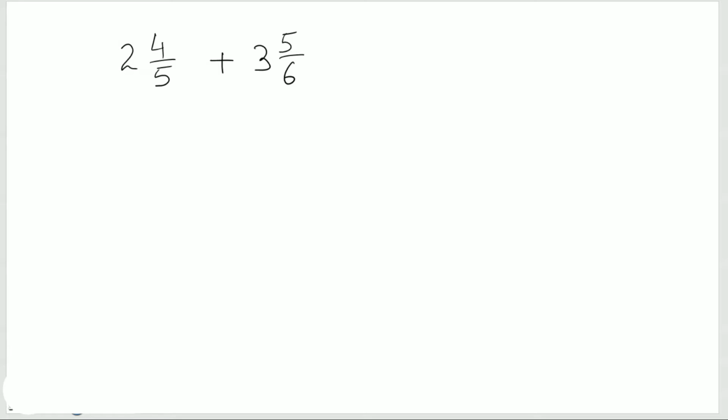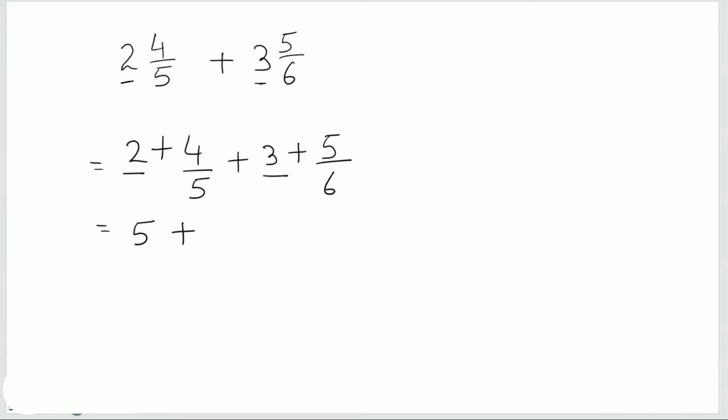So in the first method, we are going to add the whole parts. Here the whole parts are 2 and 3. So first let me write this as 2 plus 4/5 plus 3 plus 5/6. Now I'm going to add the whole parts, that means 2 and 3. So 2 plus 3 is 5, plus I'm left with 4/5 plus 5/6. Now I need to add these two fractions.